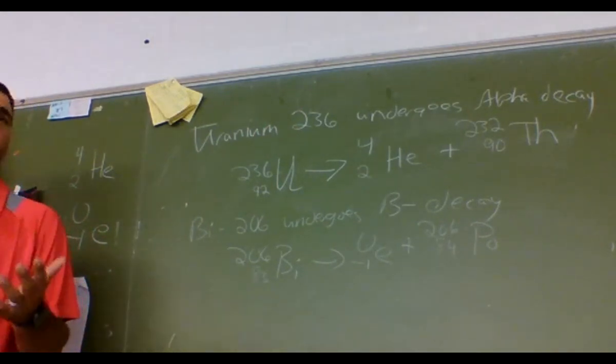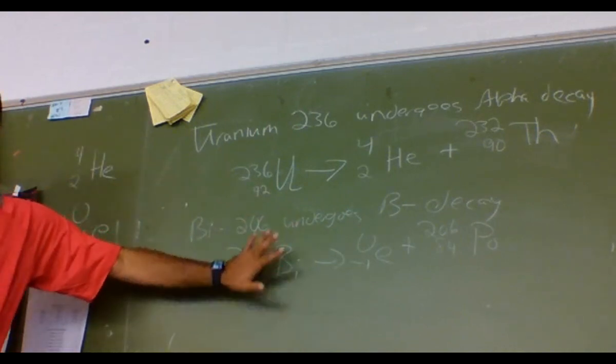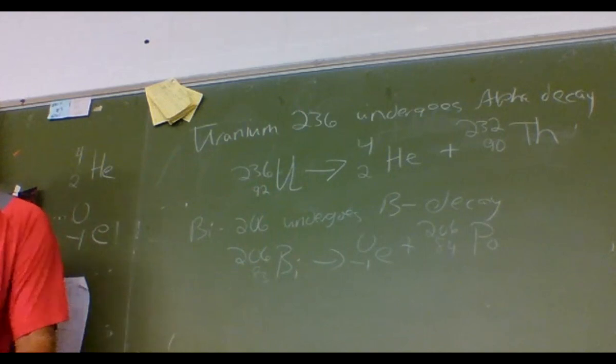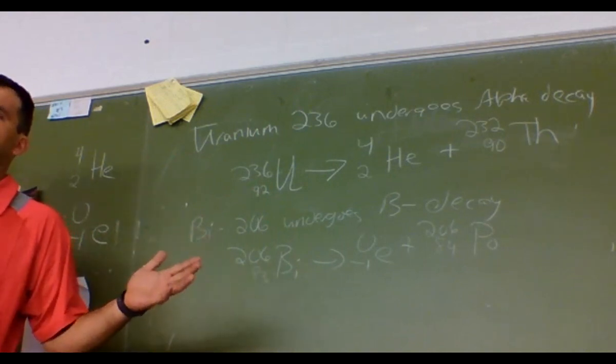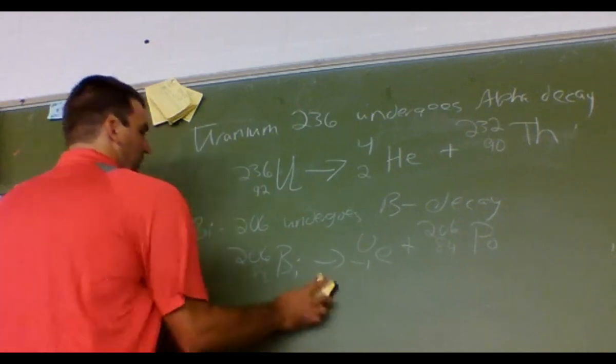I could have done positron, but it's still the same stuff. Start with your nuclei and just do what you have to do. Just balance your mass numbers. Not as bad as it looked originally, is it? But let's do a fission one. Okay. Let's do a fission.